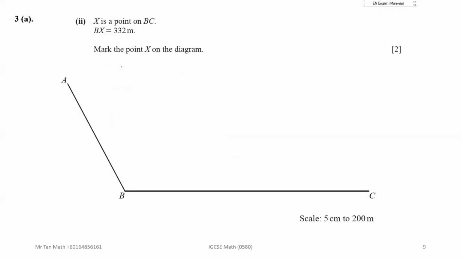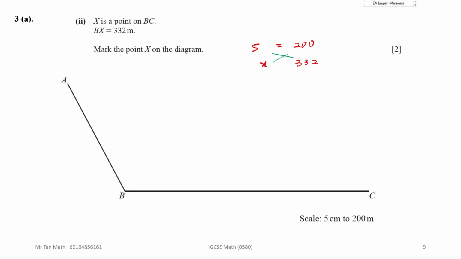Okay. But 2, X is a point on BC. BX is 332 meters. Mark the point X on the diagram. So you need to convert to how many cm. So if 5 is equal to 200, now you want to find 332. Okay, X here.